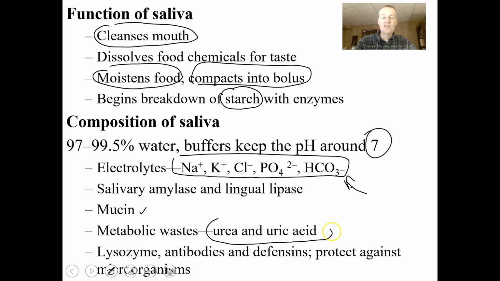There are some wastes inside of saliva, urea and uric acid. It also contains some interesting things like lysozyme, which helps to digest bacteria. There are antibodies inside of saliva, which help us to defend ourselves against viruses and bacteria. And then there are defensins, which are antimicrobial proteins, which protect us from microorganisms.